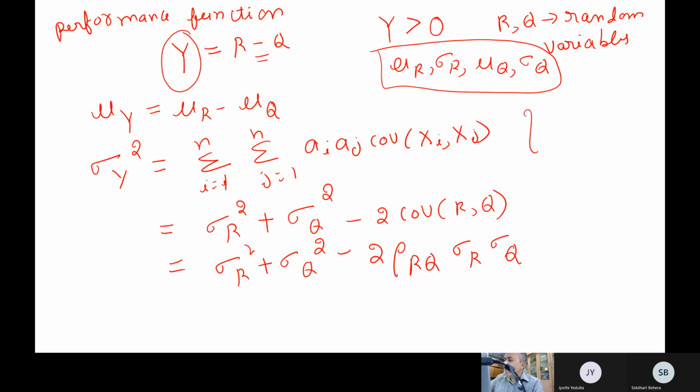Now, generally, what type of correlation will there be between r and q in our practice? Resistance and loads, what will be the correlation between them? Whether there will be any correlation or not? They will be negatively correlated, or they will be uncorrelated. See, the load which is acting on your structure is governed by the resistance.